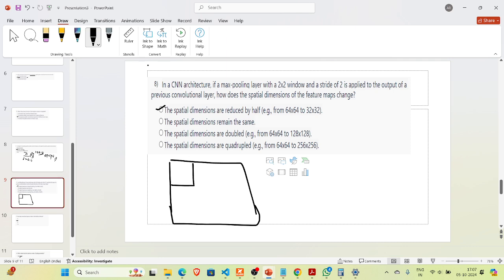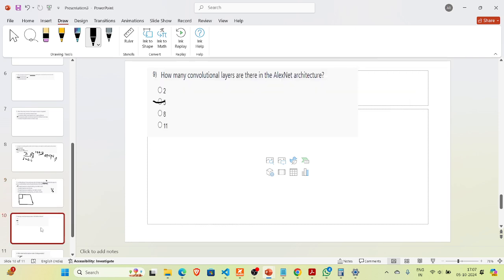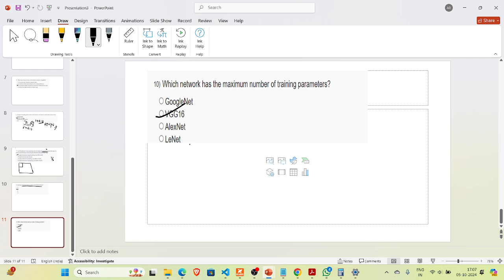With stride 2, or whatever stride x, the size of the image becomes 1 by x. So 64 becomes 32 cross 32. That's very simple as well. This is from the paper. How many convolution layers are there in AlexNet? That is 5. AlexNet is a very important paper. The maximum number of training parameters, as I have told, is in VGG 16 because it has the highest number of fully connected layers.